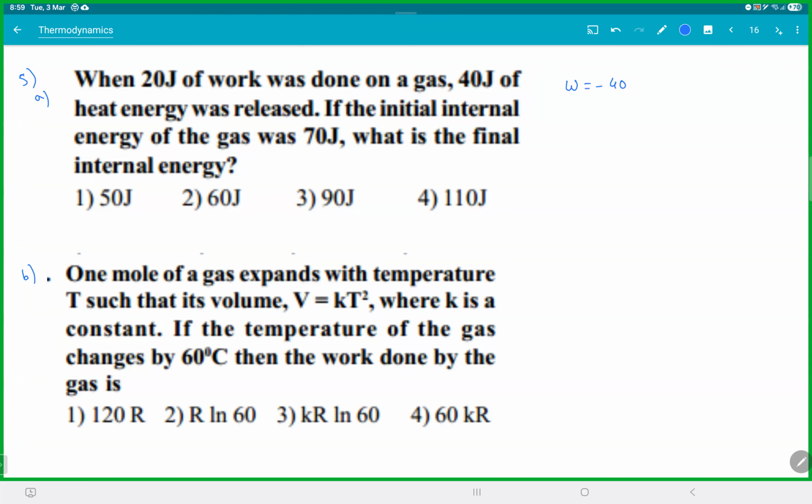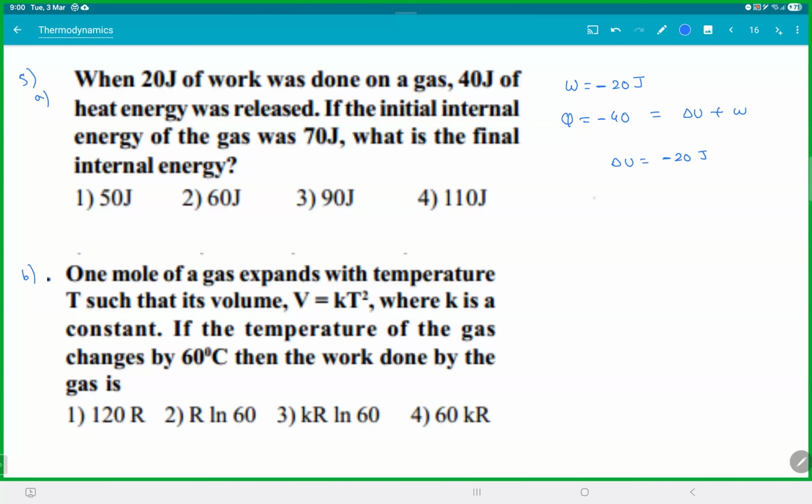No, 20 joules of work was done on the gas, so the work done was minus 20. 40 joules of energy was released. I wanted to absorb the heat, it is a heat engine, so heat is equal to minus 40. So if I use delta U plus work done, we get delta U is equal to minus 40 and minus 20. That will be minus 20 joules.